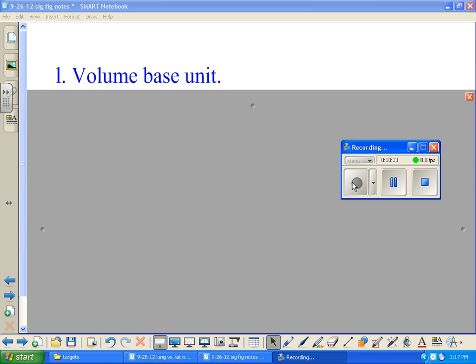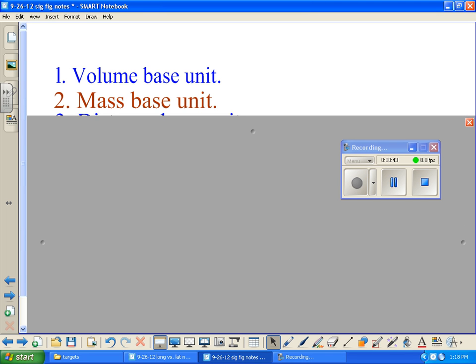Number 1. What's the base unit for volume? 1 word. Number 2. Base unit for mass. I want the word. You might luck out on the abbreviation. I know that you know. But give me the word written out, please.